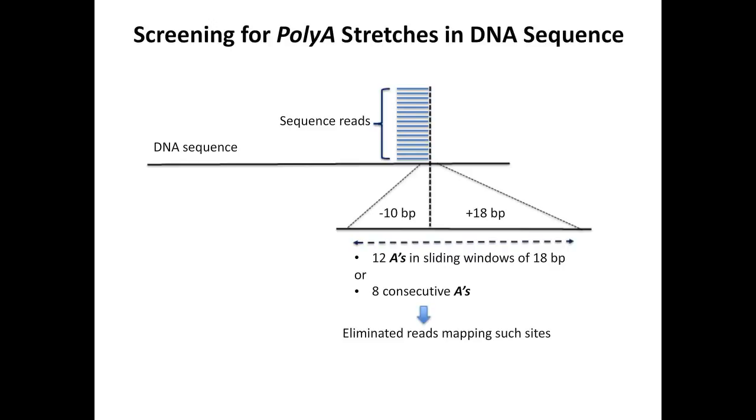From the endpoint, we go -10 toward the left and +18 toward the right. In this region, -10 to +18, which is 28 base pairs, we looked to find if there are 12 A's in a sliding window of 18 base pairs. So this was one of the criteria: 12 A's in a sliding window of 18 base pairs, or we were looking to see if there are 8 consecutive A's.